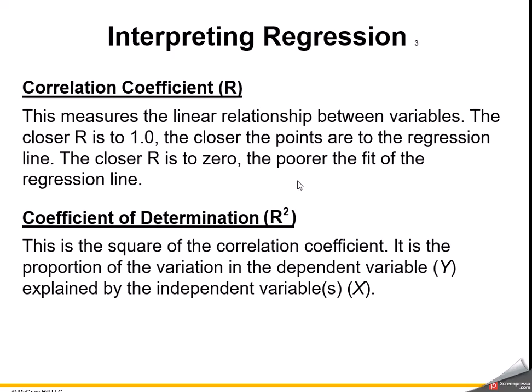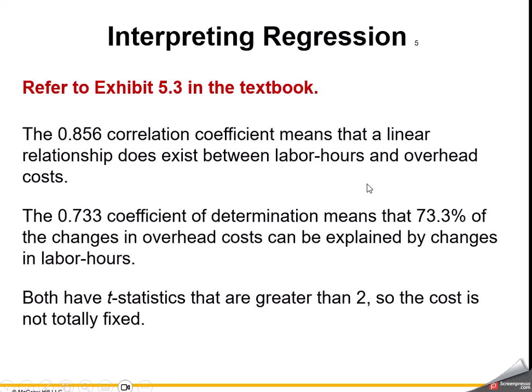If it had a 0.12, it's only 12% accurate. So they're not going to be legit if it's that low. So 0.856 means that the linear relationship does exist between those labor hours and the overhead. And then that coefficient of determination means that there's a 73.3% chance that any changes in our overhead costs will be able to be explained by the changes in the direct labor. So sometimes you'll have multiple choice questions that show you that and kind of ask you those things.